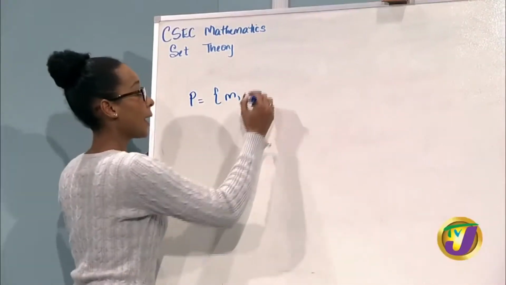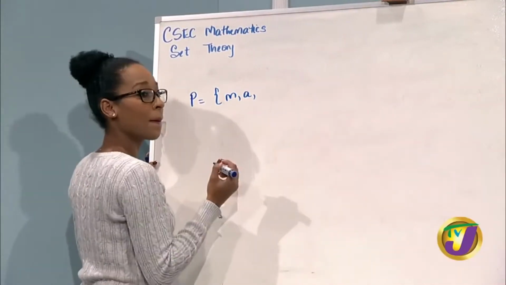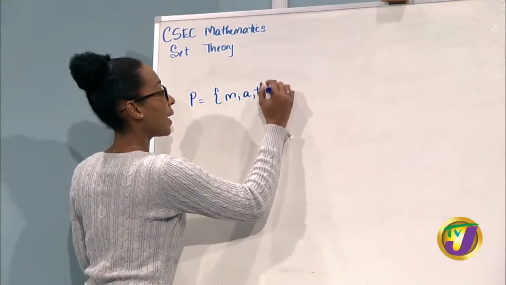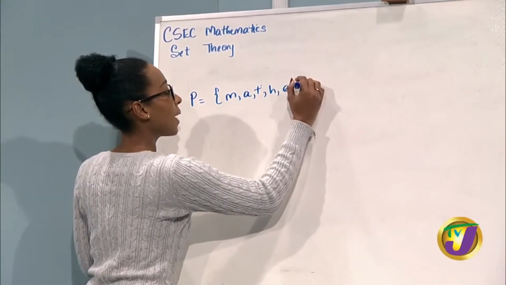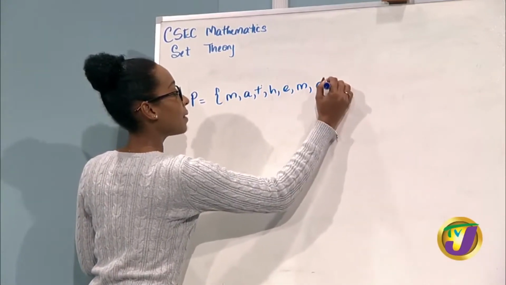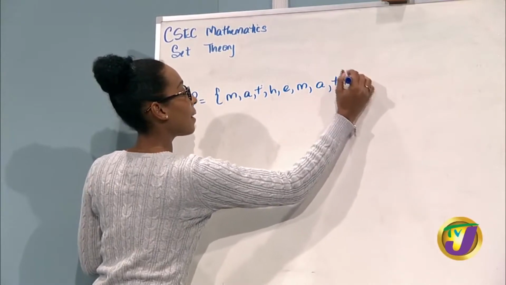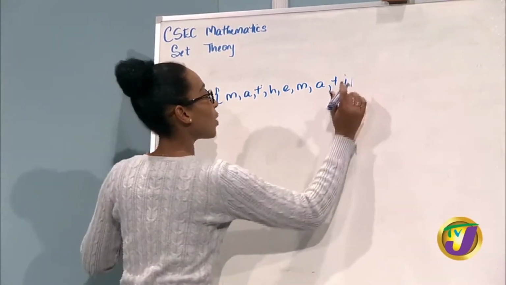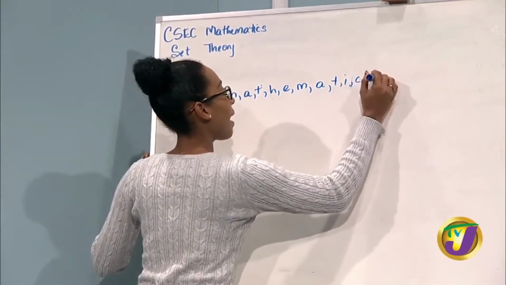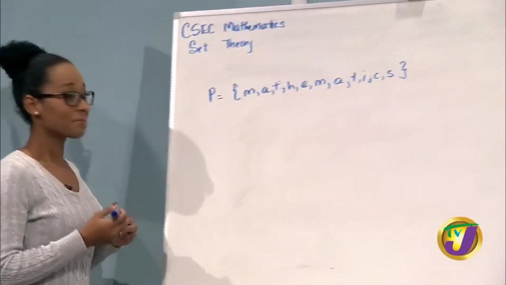M, A, because we can spell it: T, H, E, M, A, T, I, C, S. So, am I right?